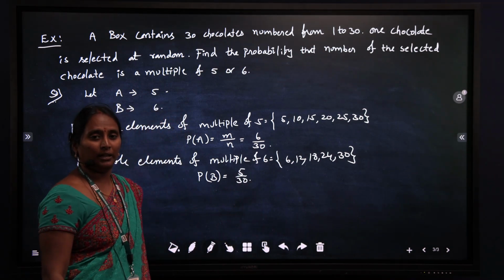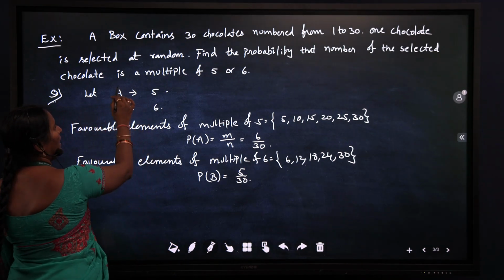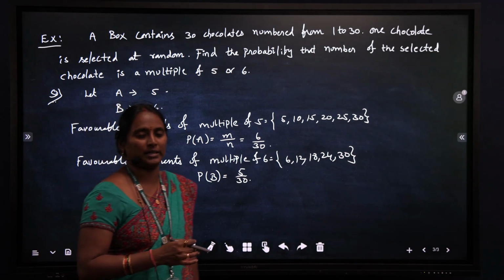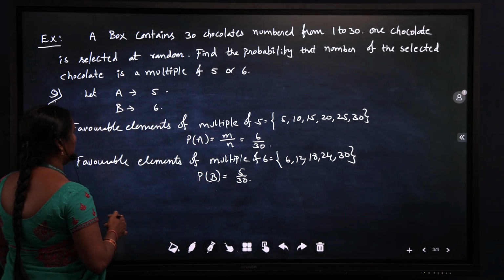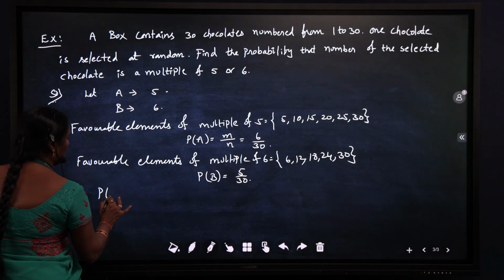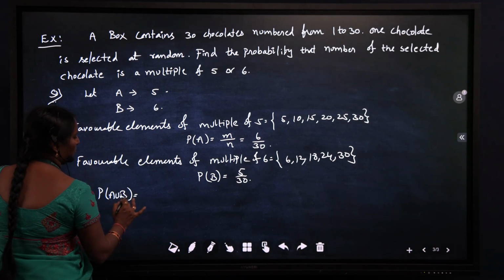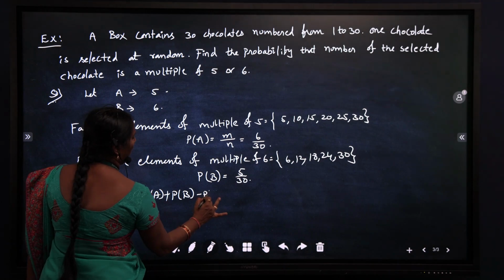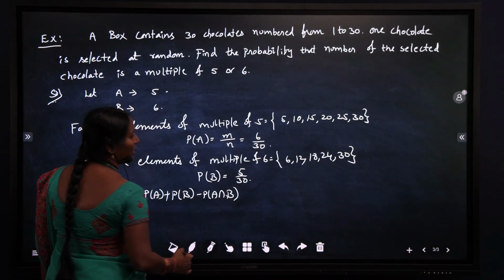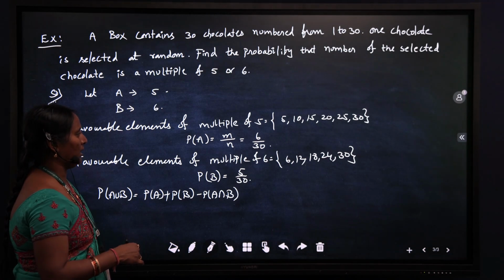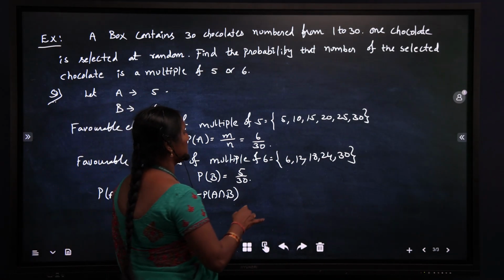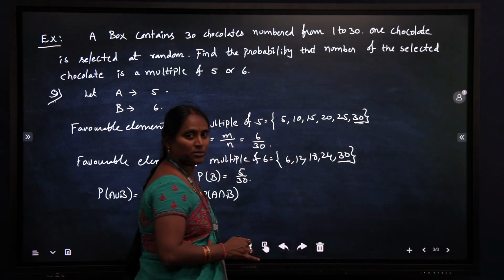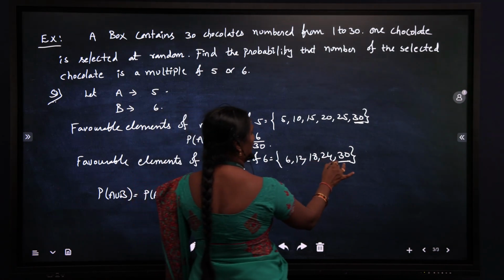Now in the given question, they are asking for the probability that the number of the selected chocolate is a multiple of 5 or 6. Or means we define it as the condition A union B. So we apply the addition law: P of A union B is equal to P of A plus P of B minus P of A intersection B. When we observe these two events A and B, a term is repeated. The element 30 is there in A, and in the favorable cases of B it is also 30. So the element 30 is repeated here.